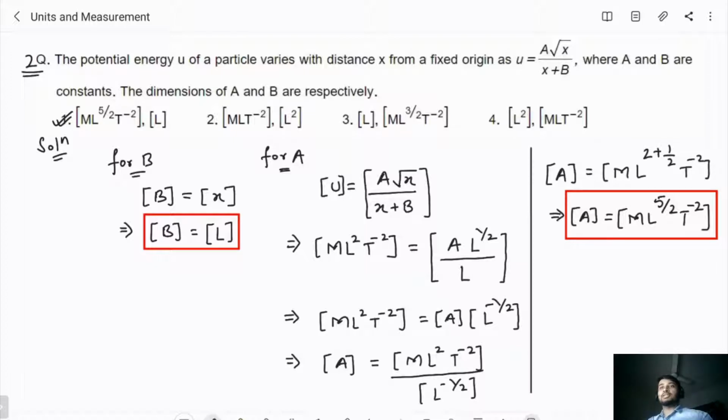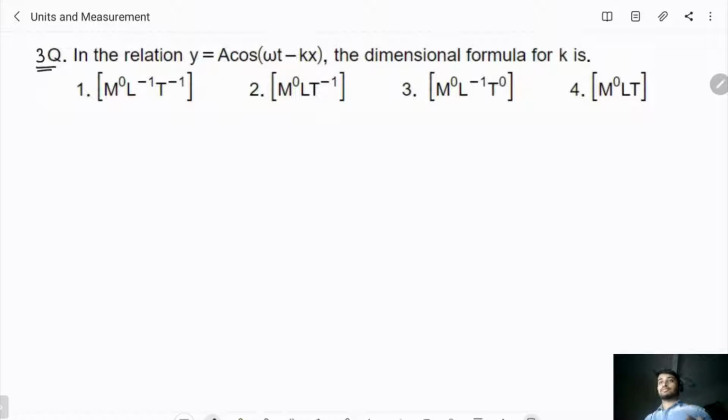Okay students, let us go for the next question now. So let us have a look at this question. The question is, in the relation y equal to a cos(omega t minus kx), the dimensional formula for k is. So here we need to find the dimensional formula for k, and this particular expression is given.